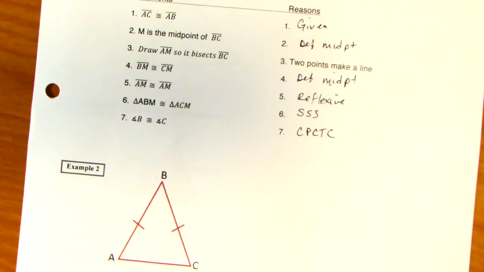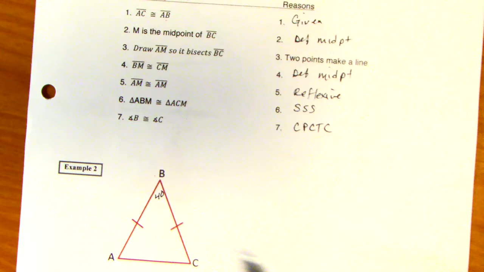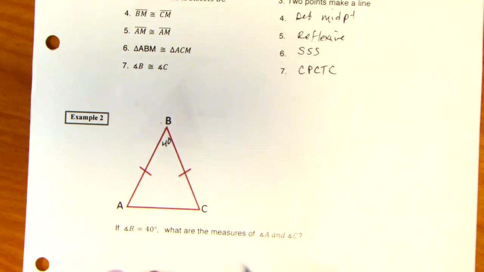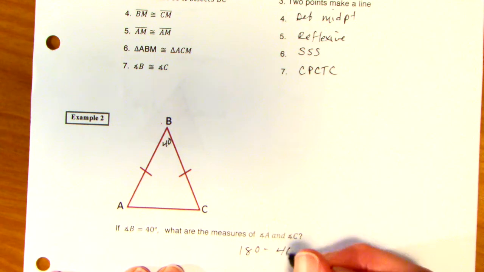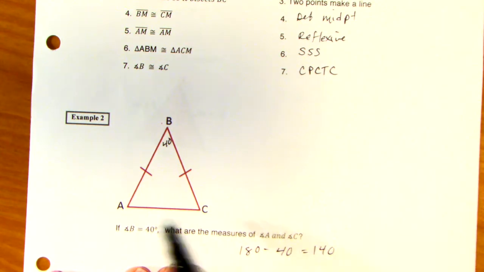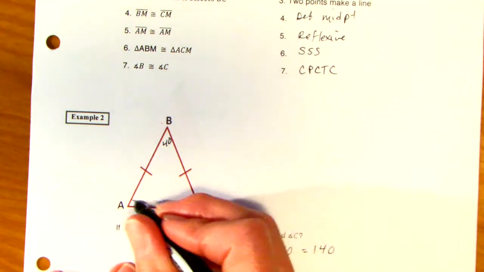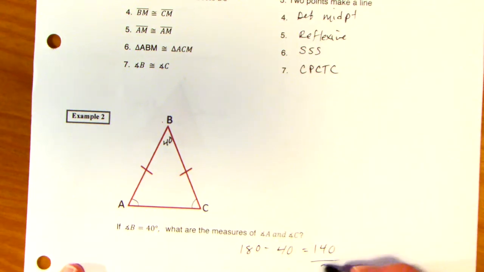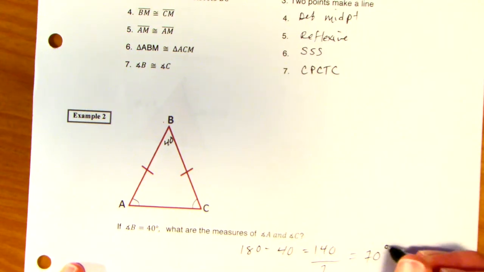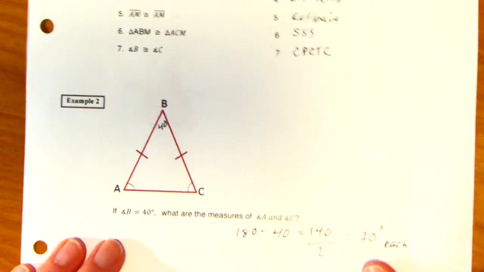All right, example 2. If the measure of angle B is 40, obviously this is isosceles, what are the measures of A and C? Well, I'm going to just take 180 minus 40. I get 140. These two angles have to add up to 140, and they're the same because I know if I have an isosceles triangle, the base angles are congruent. So divide by 2, you get 70 degrees each. Next.